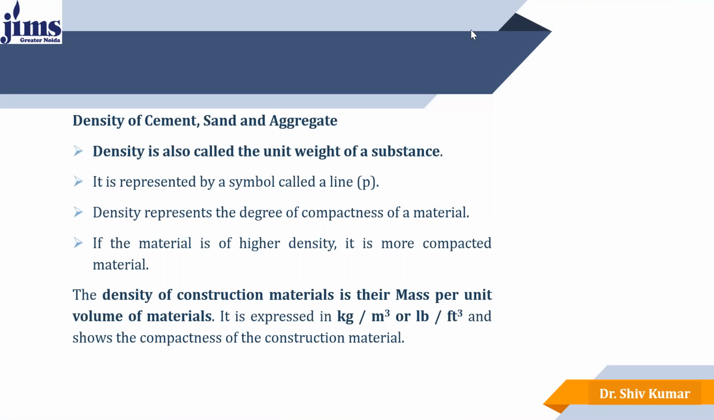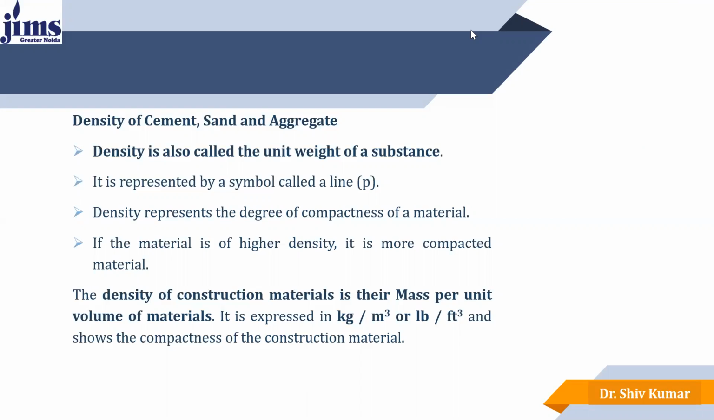The first property is density. The density is also called the unit weight of the substance. It is normally represented by the symbol ρ. The density represents the compactness of the material, meaning particle to particle bonding. If the material is of higher density, it means the material is more compact.